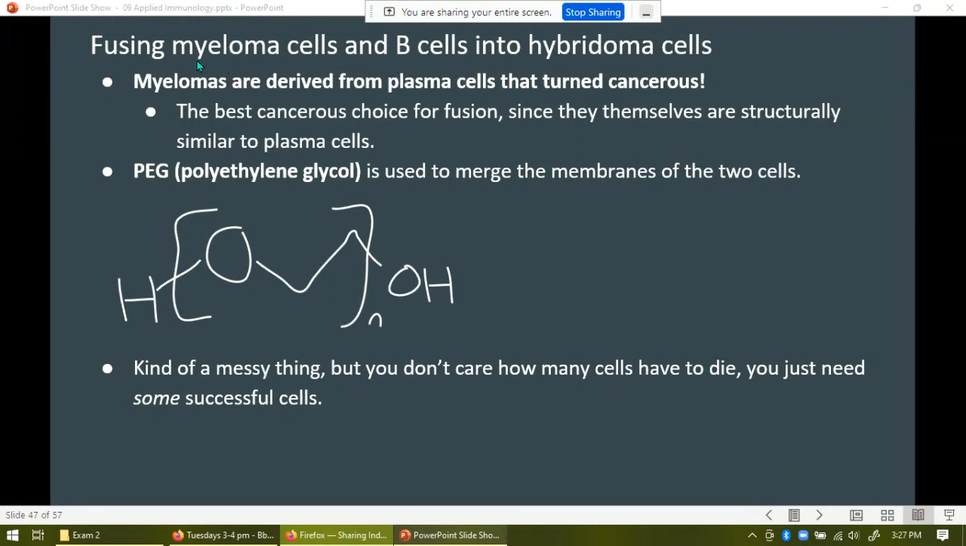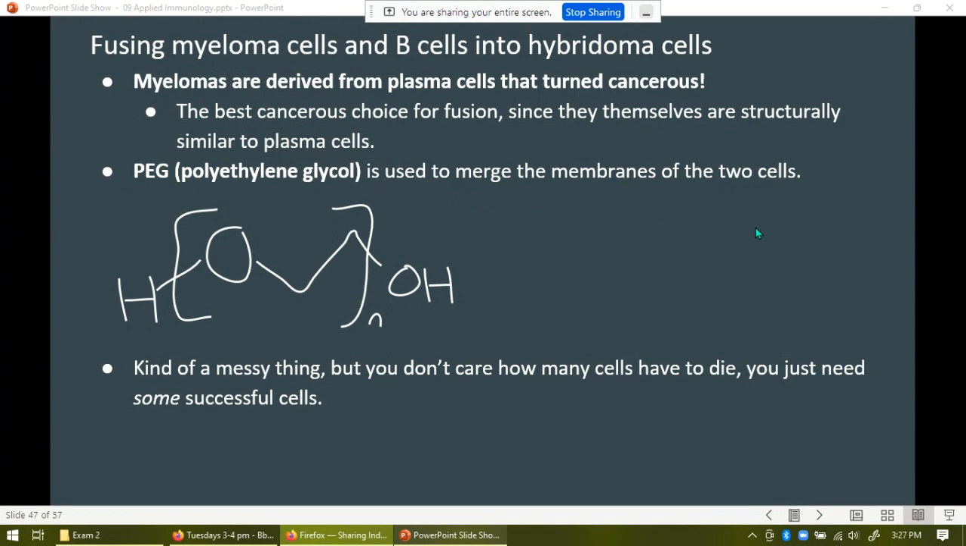So here's how the fusion works. You use polyethylene glycol, PEG, to merge the membranes of your plasma cells and myeloma cells. You're using myeloma cells because they're structurally similar to plasma cells. They have very similar organelle structures, so the membranes are just more compatible. The cell is less likely to die if you use myeloma cells.